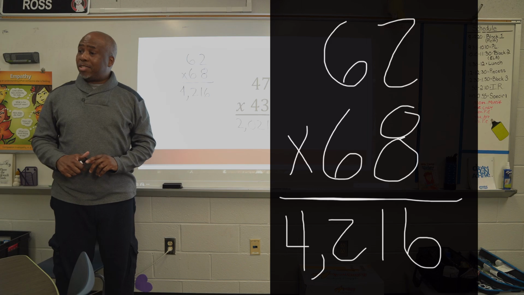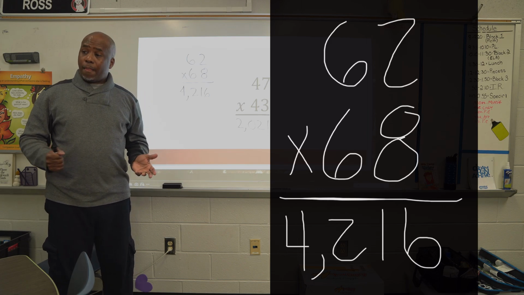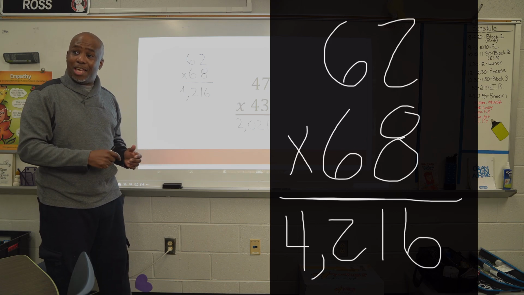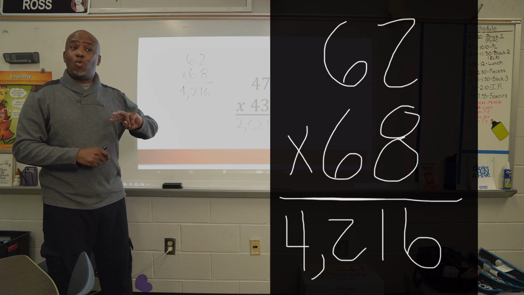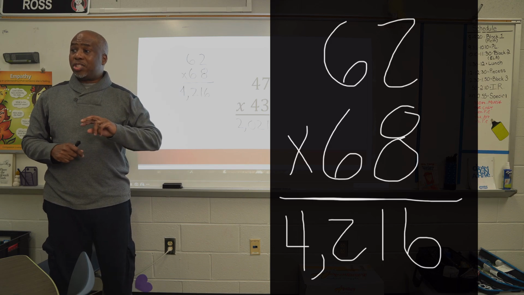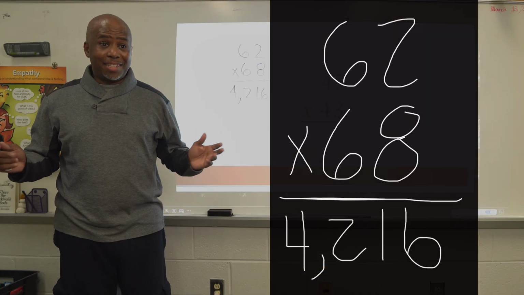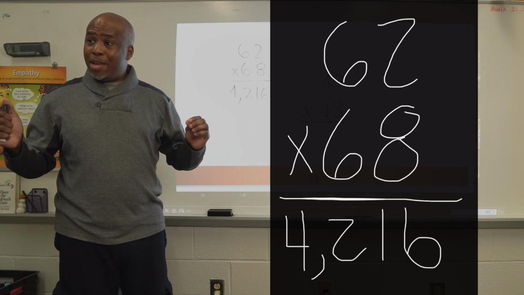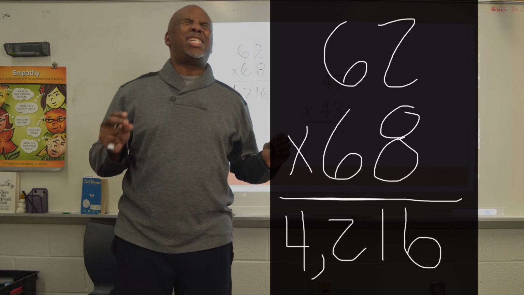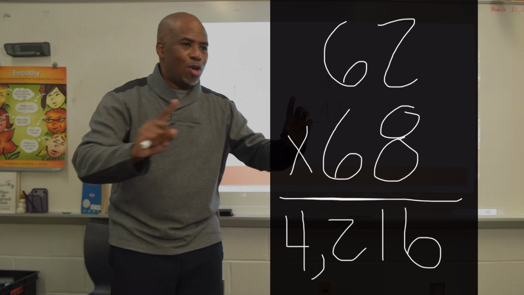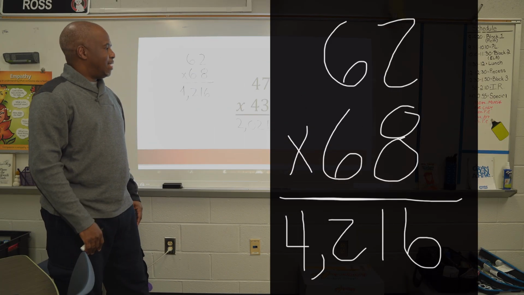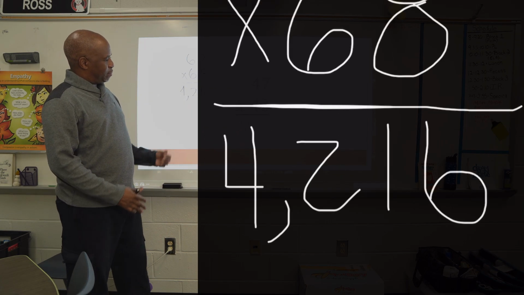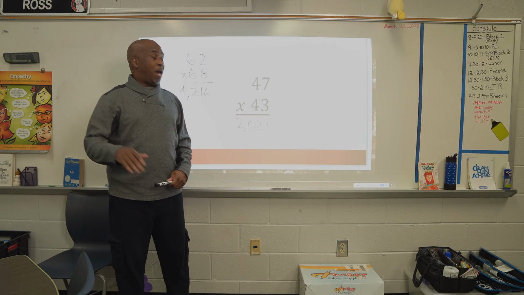In 62 times 68, is the number in the tens place the same? It is. It's 6. Let's check the ones place. Do the digits in the ones place add up to 10? They do. So I'm here to now share an amazing strategy that can help you when you solve these problems. Let's take a look at the answer. So we're going to try this pattern.